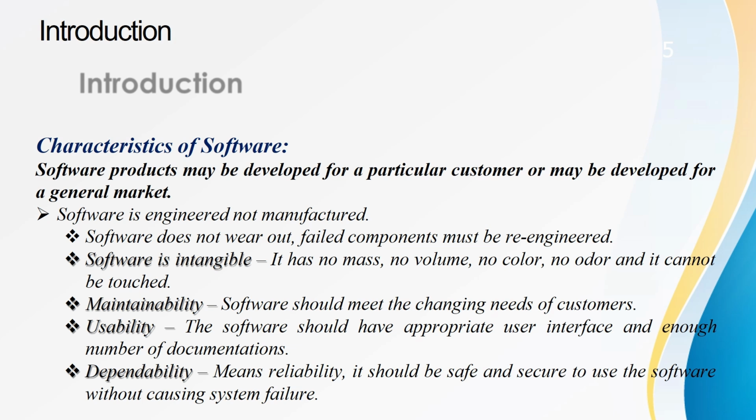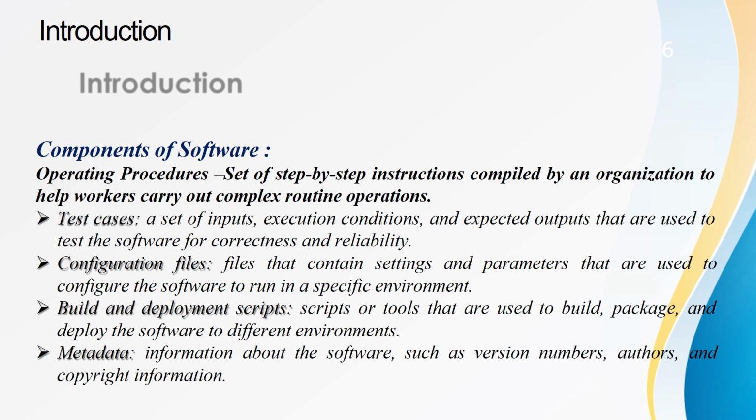To discuss some more components of software in the operating procedures. They are step-by-step instructions, as we have already discussed. One of the components is test cases. What do we mean by test cases? A set of inputs, specified conditions, and the expected output, all used to test the software to check its correctness and reliability. We use test cases to test the software for its quality, correctness and reliability.